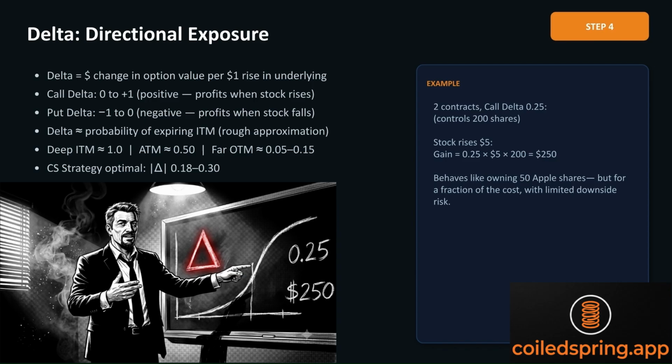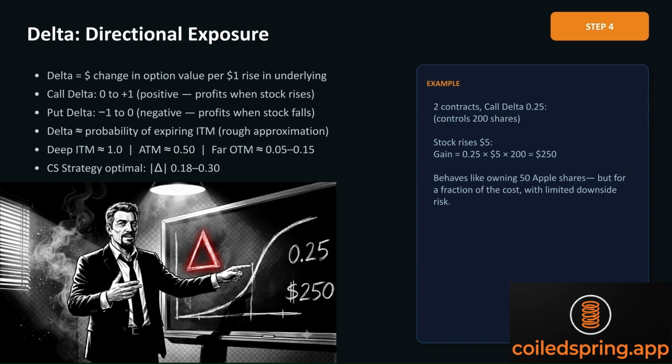A far out of the money option has a delta between 0.05 and 0.15. It's a long way from the strike. Very cheap, very sensitive to direction, very likely to expire worthless. High leverage, but low probability.